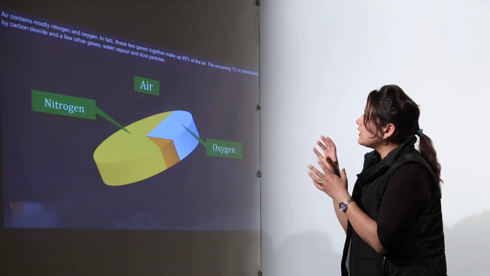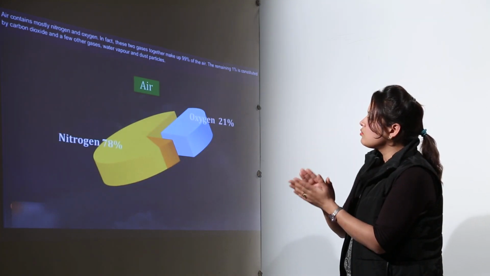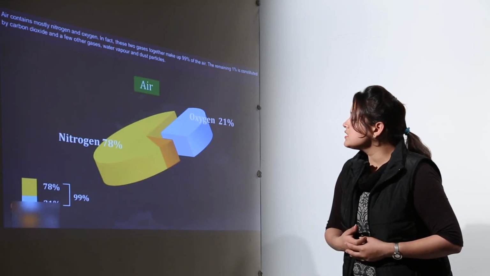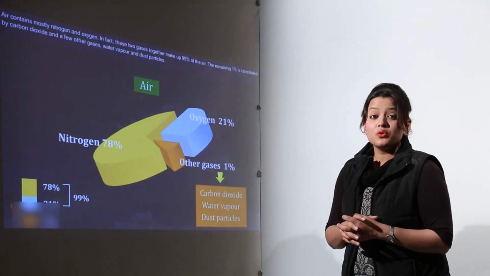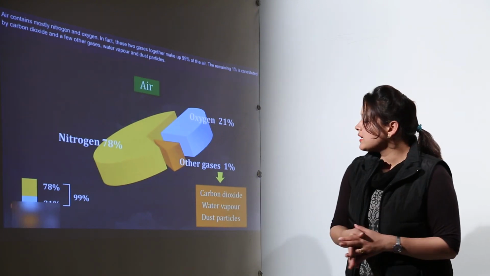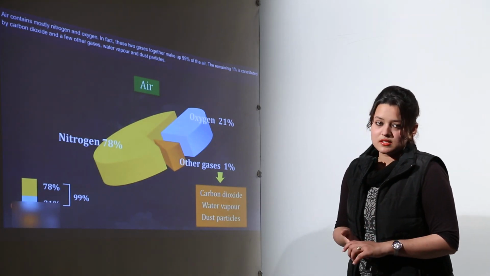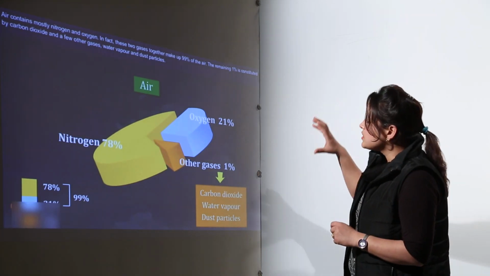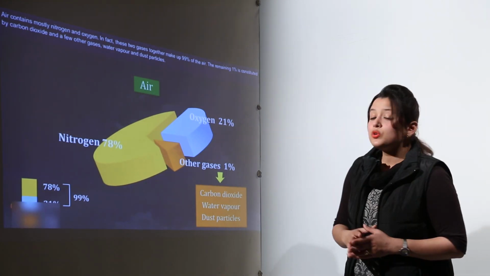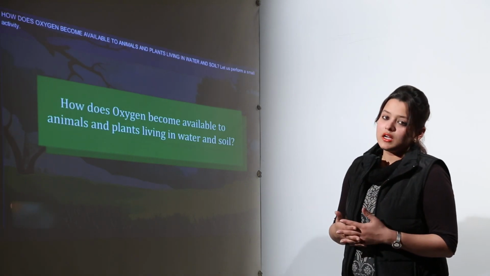Next, now we have studied air. Basically, air contains mostly nitrogen and oxygen. Nitrogen is 78% while oxygen is 21%. Combined, they make up 99%. The remaining 1% is other gases, that is carbon dioxide, water vapor and many other gases. So, as you have just understood, the maximum part of air is made up of nitrogen and oxygen, and the rest are other gases.